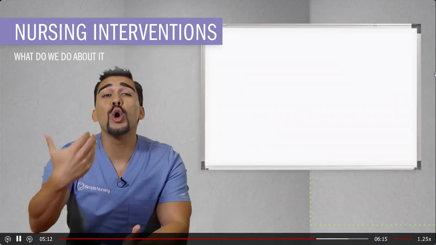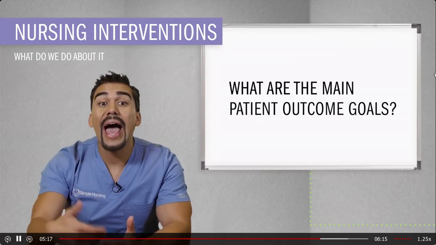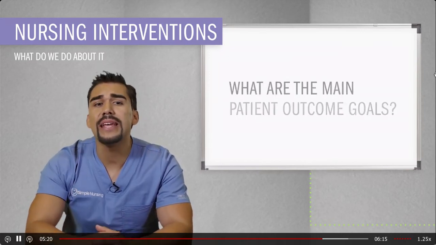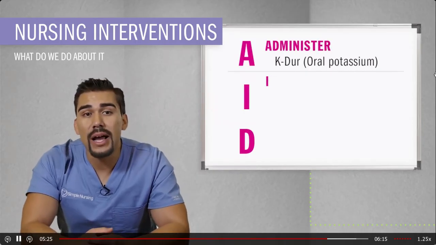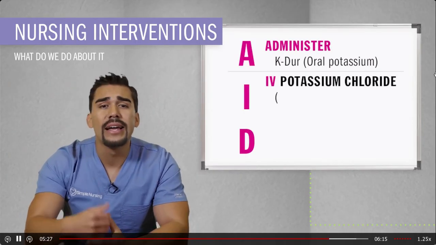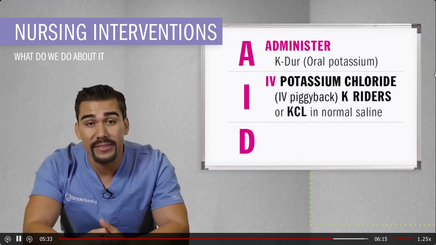Nursing interventions for low potassium. So what are we going to do about it? Well, it's a simple fix, really. Add more potassium. So use my nifty acronym AID. A is for administer K-Dur, which is our oral potassium. I is for IV potassium chloride via IV piggyback, something called K-Riders, or potassium chloride in normal saline.